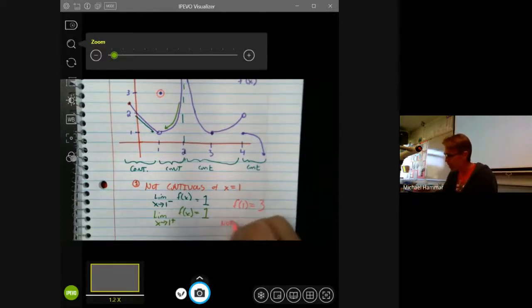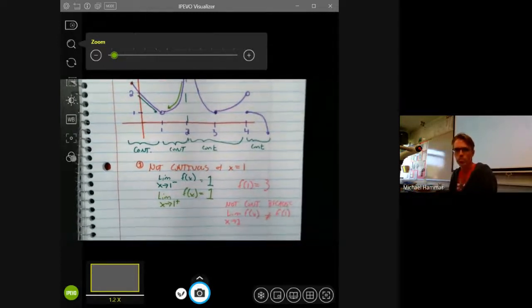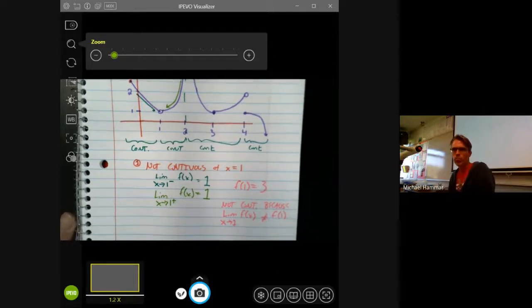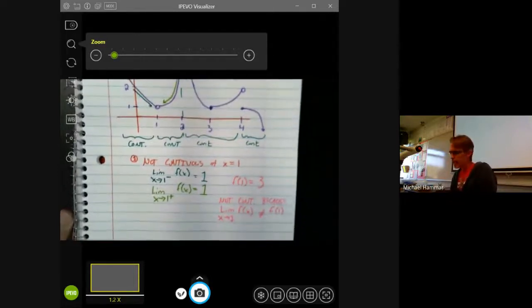This is not continuous because the limit as x approaches 1 of f of x does not equal f of 1. Okay? That's how we show that things are not continuous. You have to use all three parts and show that they are not the same. Okay? So let's take a look at the next one.